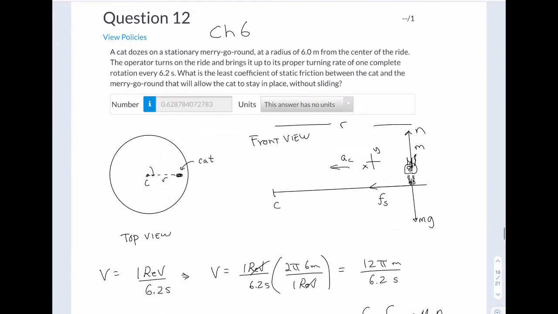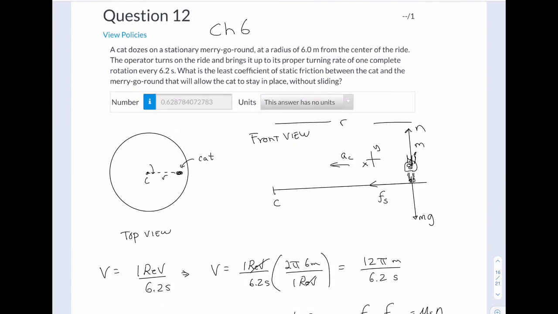Okay, so another problem from chapter 6 is you have something going around in a circle. So this is a top view. So you have a cat here, this thing's going around in a circle, all right, and eventually if this thing goes too fast or if this surface is too smooth, the cat will slip. So I drew a front view. Here's the center of curvature, that's the cat, okay, accelerating toward the center.